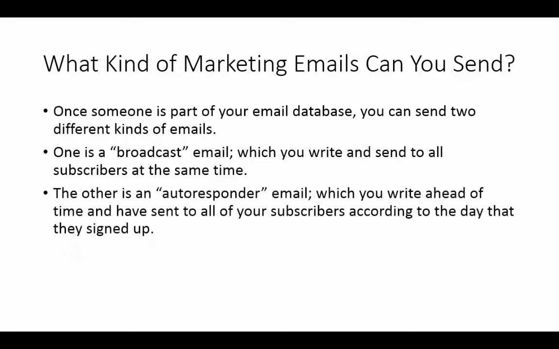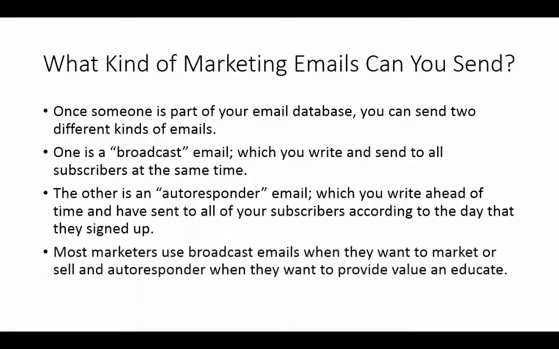Now, the other kind of email is called an autoresponder email or a sequenced email. This is one that you're going to write ahead of time and have it set up to be sent to all of your subscribers according to the day that they signed up. So in other words, if someone signed up on a Wednesday, they'll get the first email on Wednesday, they'll get the second one on Thursday, they'll get the third one on Friday. So these emails are scheduled ahead of time and they go out based on the day that the person actually becomes part of your list.